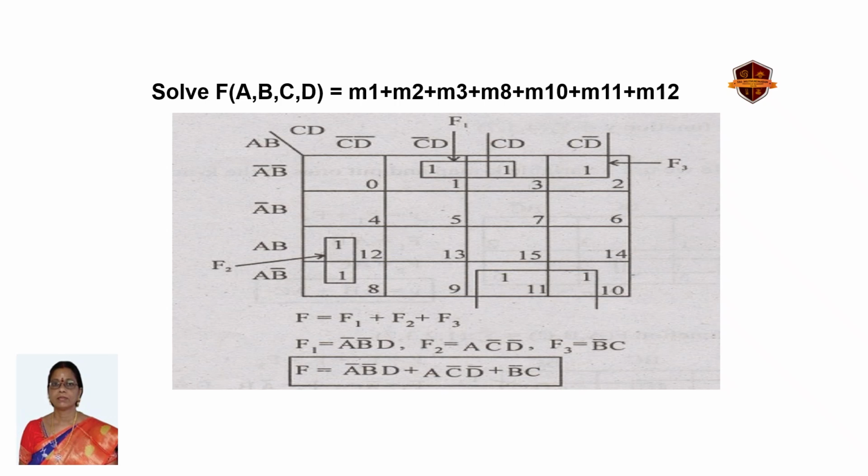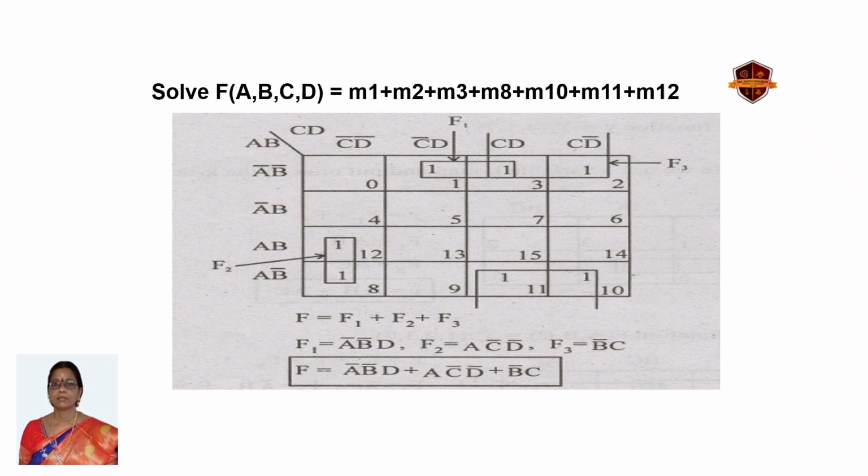Now you can see a difference between the previous problem and this problem. Here 2 ones have been clubbed as F1, and F2 also has 2 ones. Now F3 is nothing but 4 ones, which are not actually seen adjacent, but virtually they are adjacent to each other. You can take corner ones, all corner ones can be considered as adjacent, and all corner rows and columns can be taken as adjacent to each other. So this 2, 3 and 10, 11 are considered to be adjacent to each other.